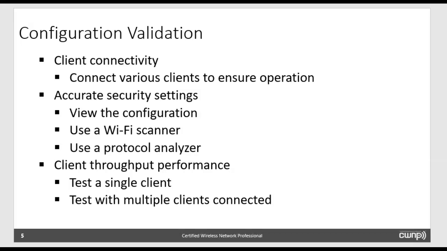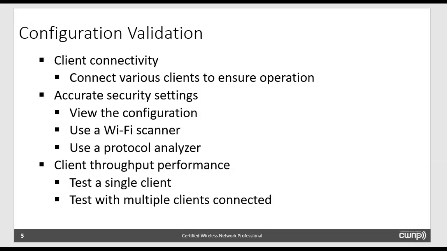Client connectivity and security settings, because remember that SSIDs are case sensitive, uppercase and lowercase make a difference. Of course, make sure you give the appropriate passphrase and that the connection is done right. So you want to make sure of client connectivity, security settings, and that the coverage and the speed that you wanted is there. Now, to do some of that, you're going to look at the configuration, and then you're going to be using a Wi-Fi scanner, seeing if your network's out there, to see you've got the coverage area you want.